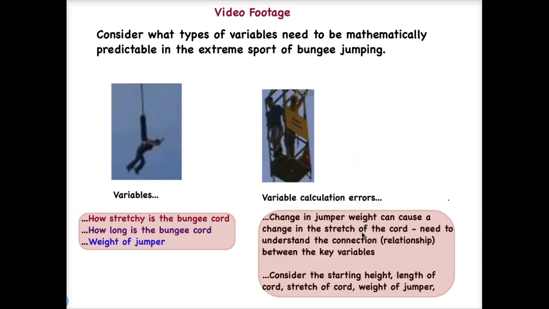Hopefully what you were considering was perhaps the change in jumper weight that caused a change in the stretch of the cord. We need to make sure we understand that relationship between the key variables. Also, what about the starting height? Did the jumper start from a different starting height? How about the length of the cord or the structure of the cord or the weight of the jumper? All those variables play a part in making sure that we have a safe bungee jump.